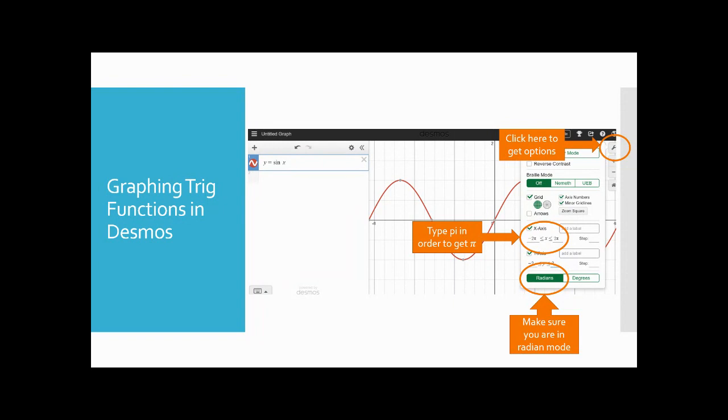So if you click the wrench, you can get options, and then you can change your x-axis, and you can type in from -2 pi to pi. And you just type in the word pi in order to get the pi symbol. So you don't have to try to write -3.14. You can literally just type in pi, and it will do it for you. You also want to make sure that you're in radian mode, because whenever we graph or work with trig functions, we always default to radians. So you want to make sure that you have radians on, and that is the default that Desmos has.